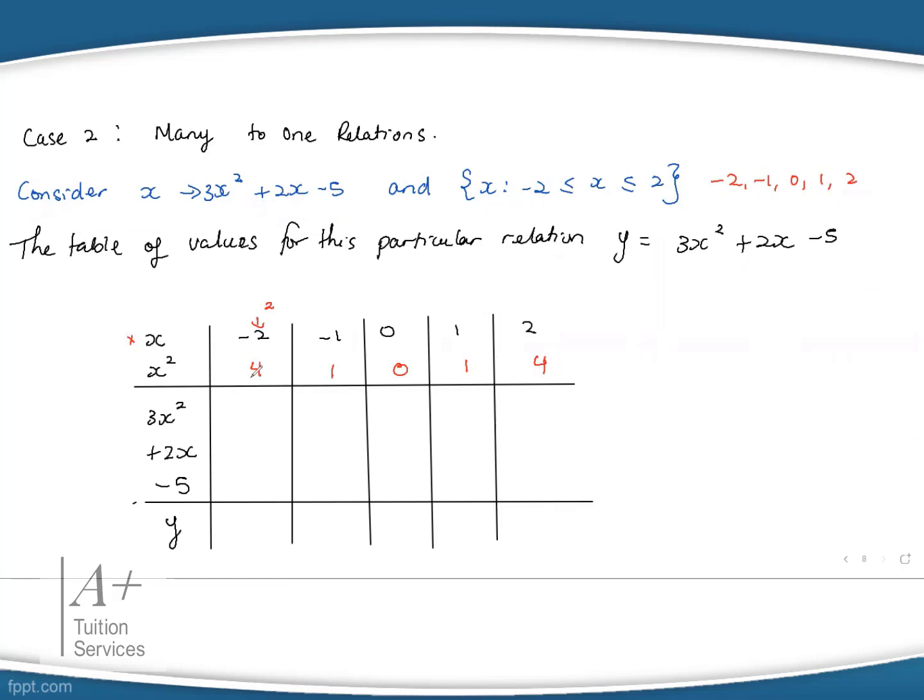From this now, I'm going to multiply all the x squared values by 3. 4 by 3 is 12. 1 by 3 is 3. 0 by 3 is 0. 1 by 3 is 3. 4 by 3 is 12. And then I have to do the same with my plus 2x value.